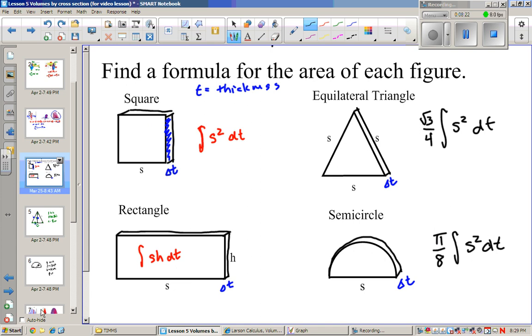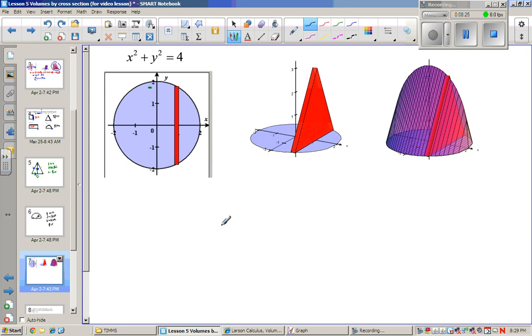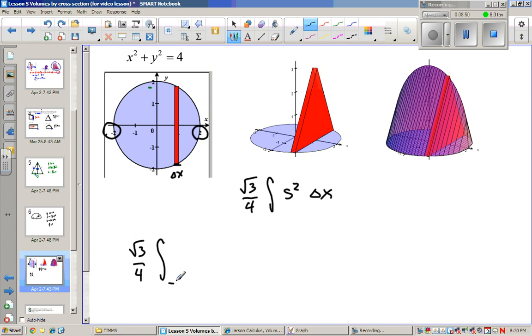All right, so let's go and do this other picture that we saw before. And in this one, we have cross sections that are equilateral triangles. And we will have memorized this formula, root 3 over 4, the integral of s squared and delta, and in this case we can see our thickness goes across, so delta x. So if we fill this out, root 3 over 4, the integral is going to go from -2 to 2, so that's good. And we still need to figure out what is s. We squared, it's going to be dx.